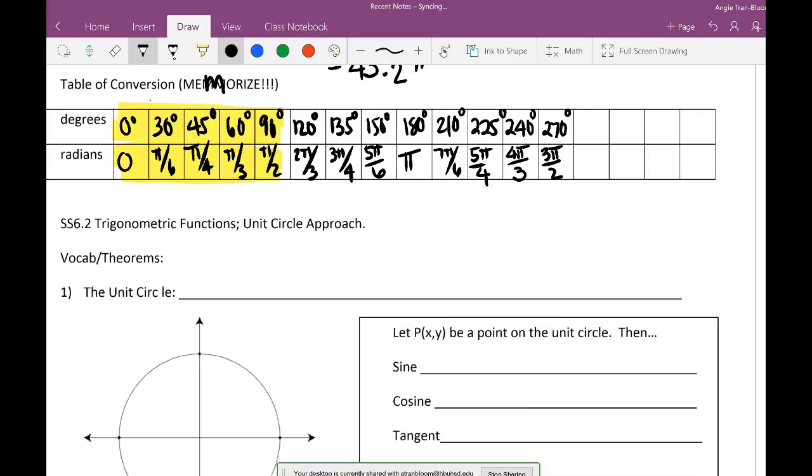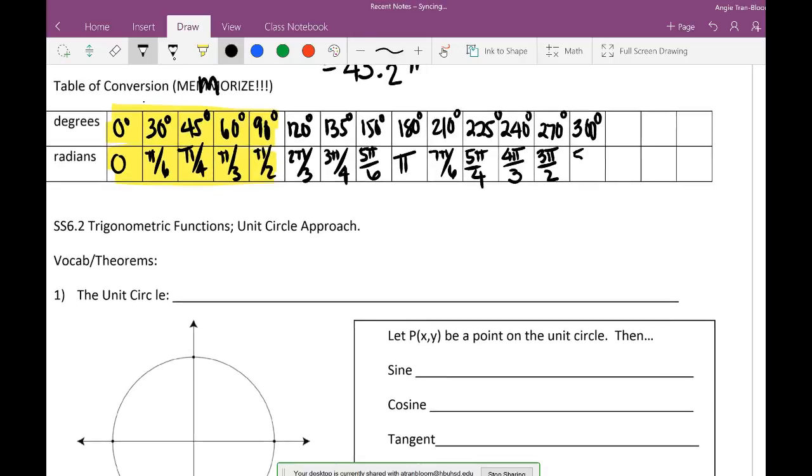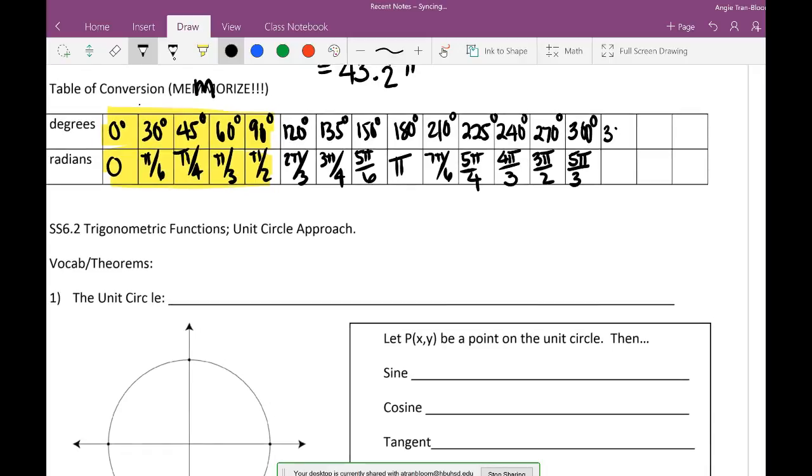Next one is what? 300. Divide by which angle? 30. How many times? 10. Well, 10 over 6. Can I reduce that? Yes. So what's that? 5 pi over 3. So in theory, can I divide by 60? Yeah. Next one is 315.